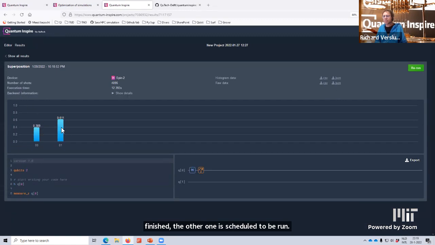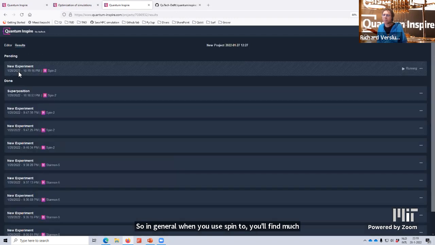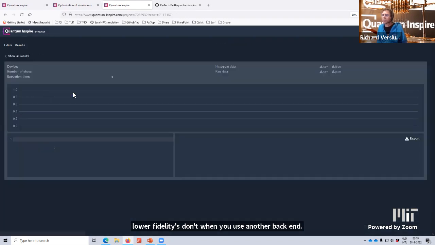So look at this. We would expect a 50-50 distribution between the 0 state and the 1 state. You see that's not perfect. And especially I have to warn you about Spin2. Spin2 is a very new technology. It's not as far developed as superconducting qubits. So the fidelity is much lower. So in general, when you use Spin2, you'll find much lower fidelities than when you use another backend.